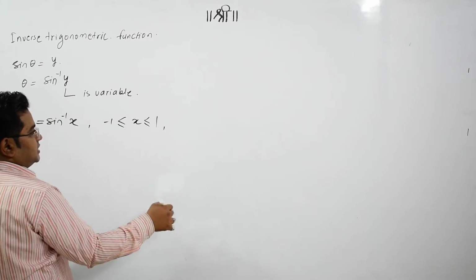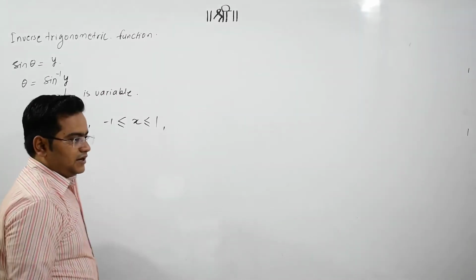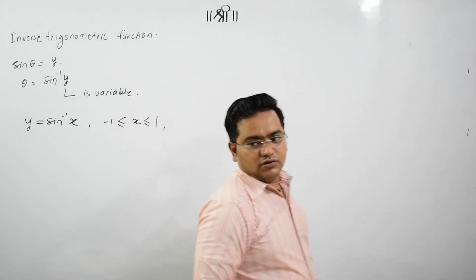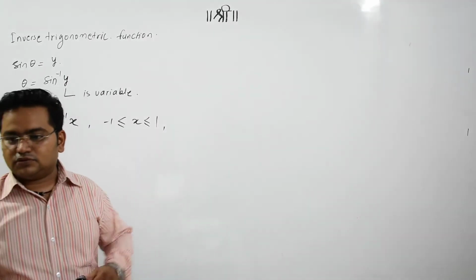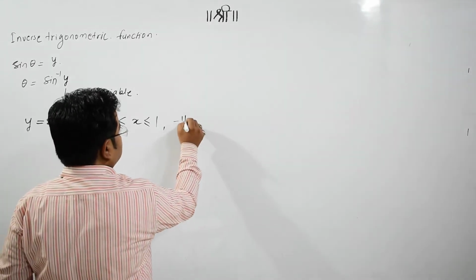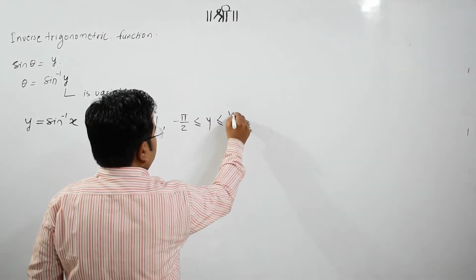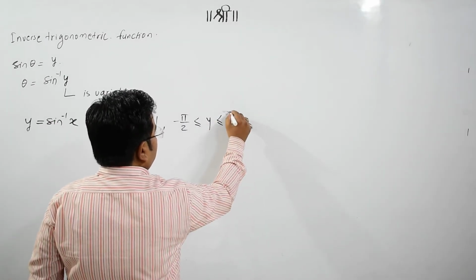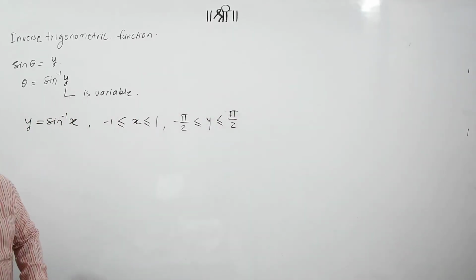Now what is our next case of y? So y should be either greater than or lesser than something. So it should have the value of what? -pi/2 to +pi/2. So -pi/2 less than or equal to y, less than or equal to pi/2. So in terms of theta we are having this value.